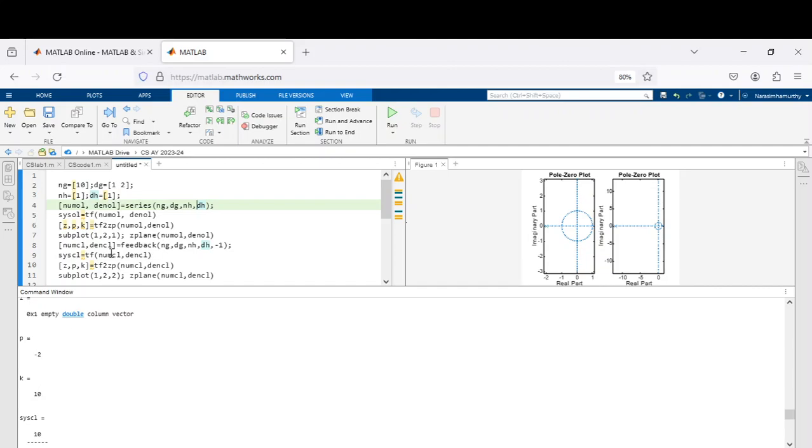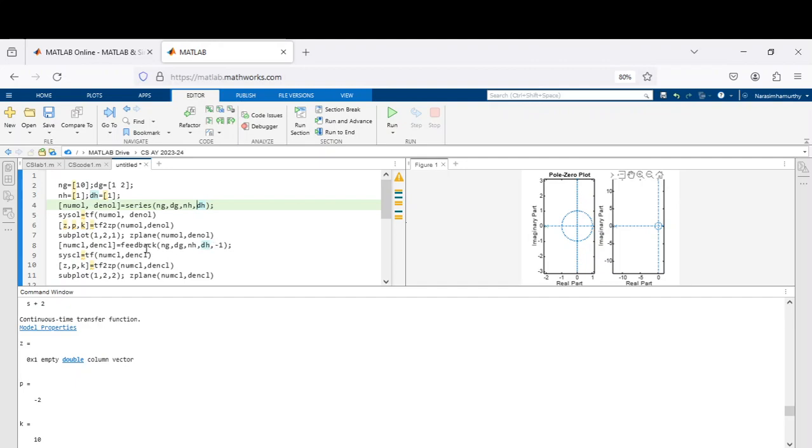Now the ZPK values of the open loop transfer function are these. Z is not there, P is at minus 2, K is 10, and this is plotting the poles and zeros. If you carefully note, there is only one pole at minus 2 as the X value, and the Y value is almost 0. So that's what is the pole at minus 2.